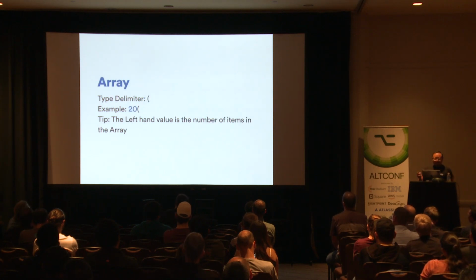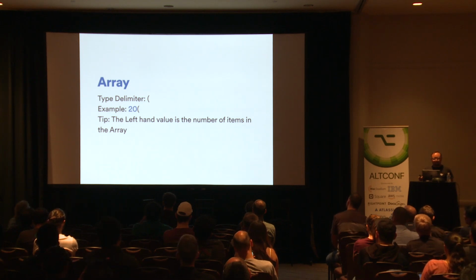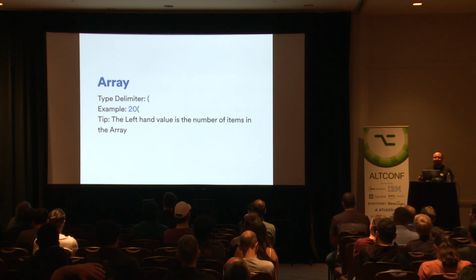And then you have arrays. The arrays use the left parenthesis as a type delimiter, and the left-hand side value is the number of items in the array, the count, basically. So in this case, the encoding format is telling you that this array has 20 items inside.